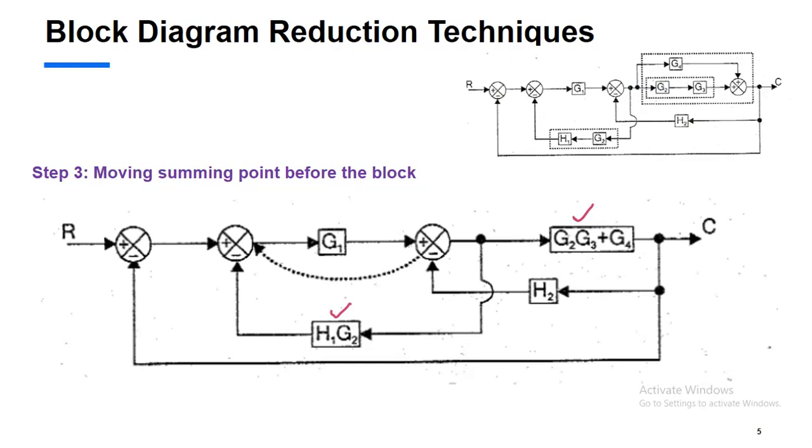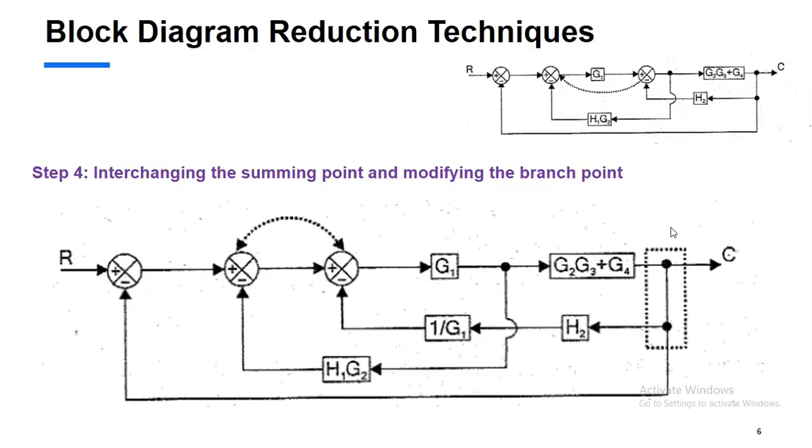Now next step, we are moving the summing point before the block. When you do a summing point movement, this particular branch is getting affected. So moving a summing point before the block, you have to divide by that block gain. That's why it is 1 by G1. These two things are in series, so you can write it as H2 by G1.